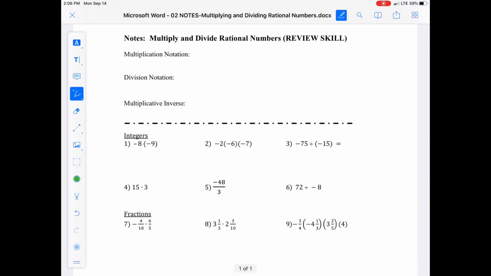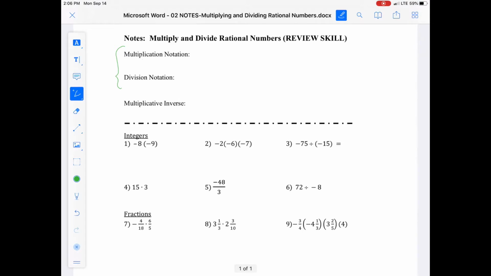So for multiplying and dividing rational numbers, we are just going to give a brief overview of what that notation looks like when they're asking us to either multiply or divide these rational numbers. And then we'll define multiplicative inverse and then touch a little bit on the variety of problems that we will see and apply.